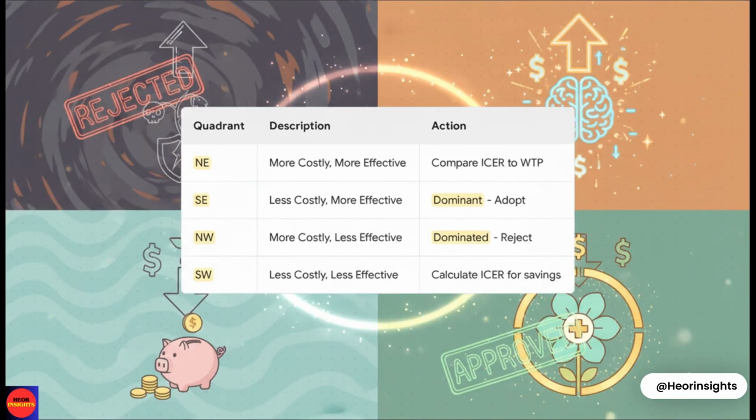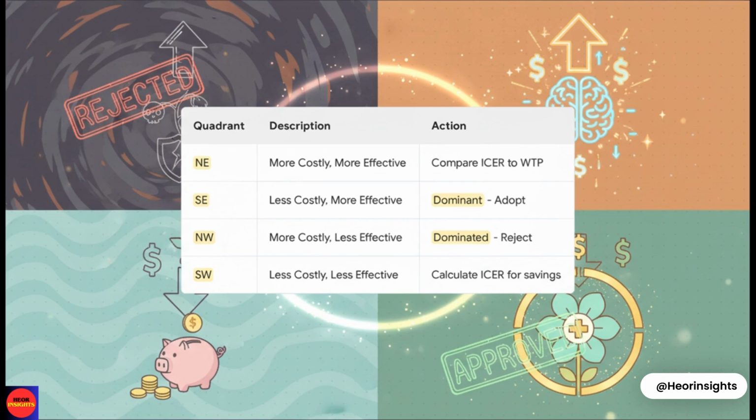The results of an analysis are often visualized on the cost-effectiveness plane. This plane has 4 quadrants. A therapy in the southeast quadrant is more effective and less costly, making it dominant and a clear choice for adoption. Conversely, a therapy in the northwest quadrant is less effective and more costly.